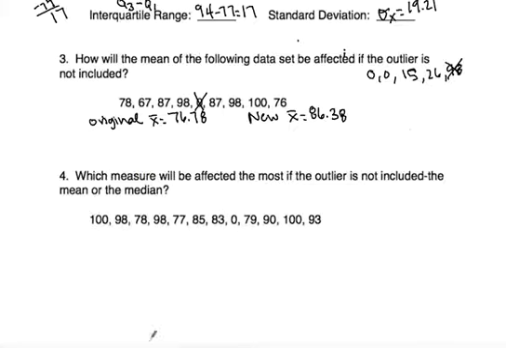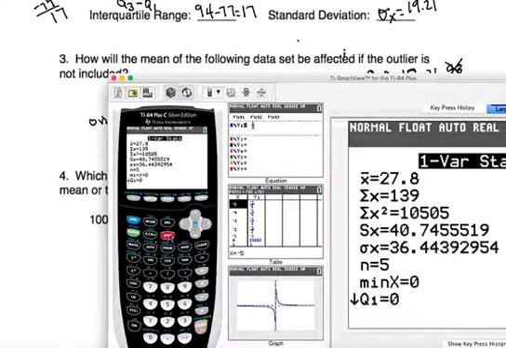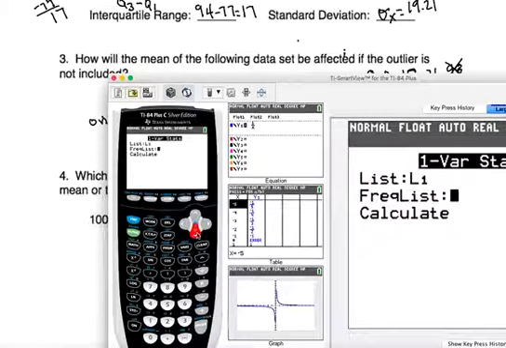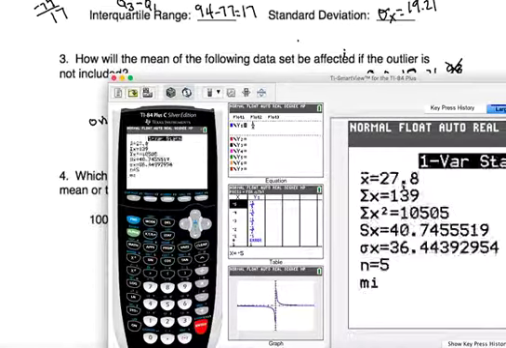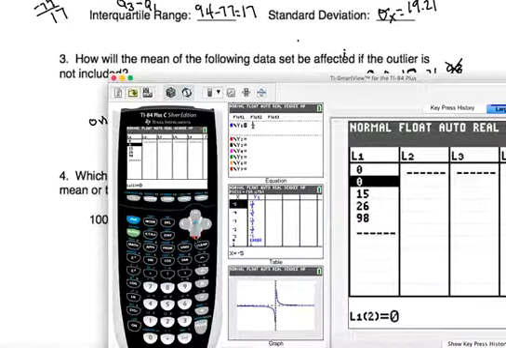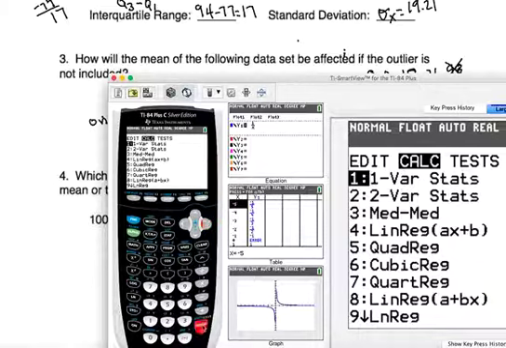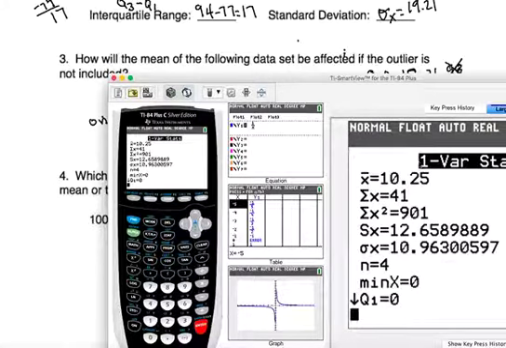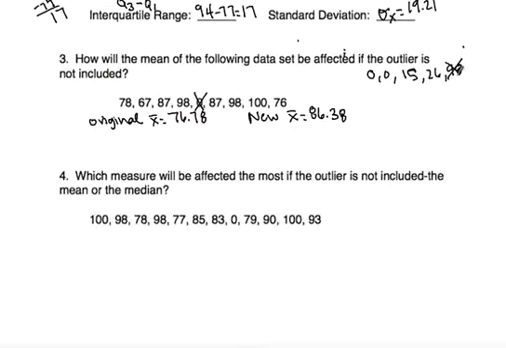If we were to eliminate 98, keep in mind that that X bar for that data set we were just looking at was 27.8. So now if we eliminate that 98 and we go back and do our 1-bar stats, we'll see that by eliminating the 98, our X bar or our mean has now gone down to 10.25. So that's a significant jump by eliminating that high number.